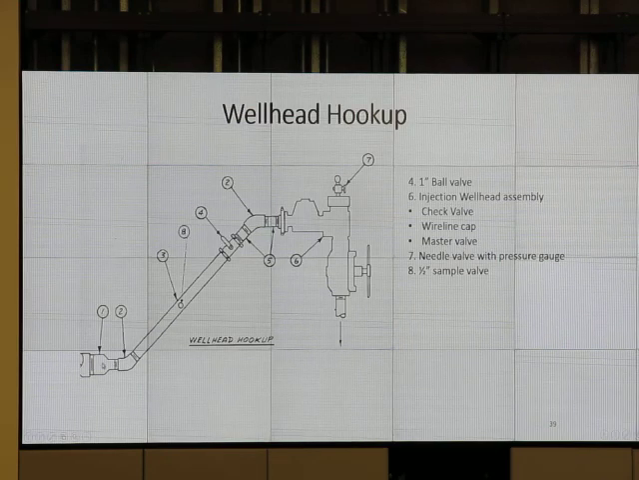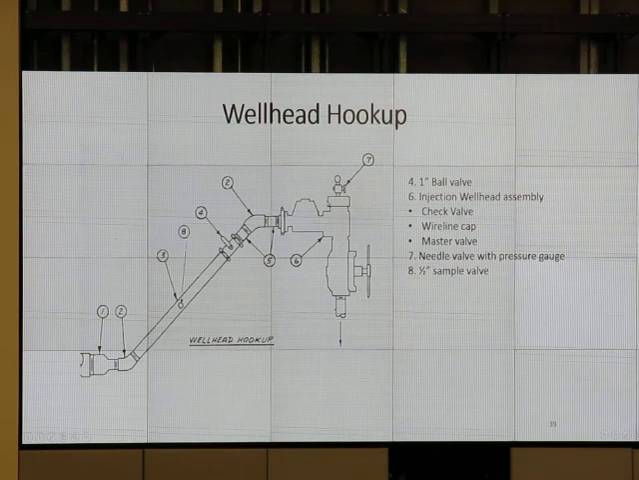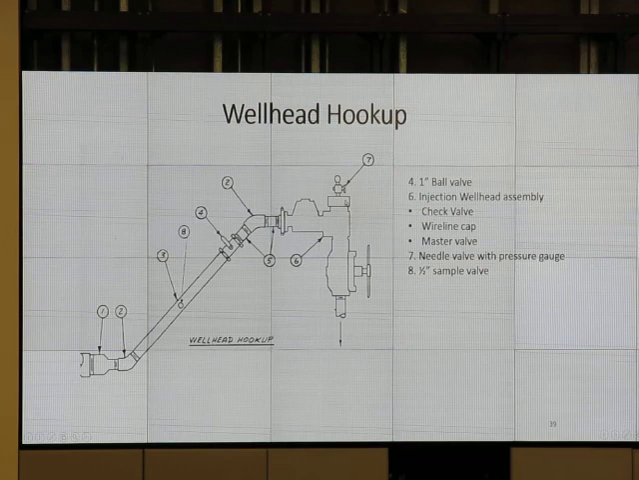A wellhead hookup, if we've got all the others set up at the header, will come into the well through a control valve or a shutoff valve. This is a unit wellhead assembly that contains a check valve, a lubricator cap, and a master valve for the well. They can all be bought as one, or you can make the individual pieces. This is all you'd need at the wellhead if all that other equipment's at the header.